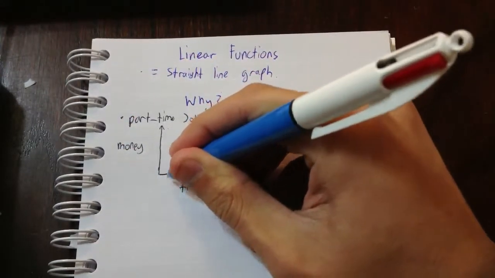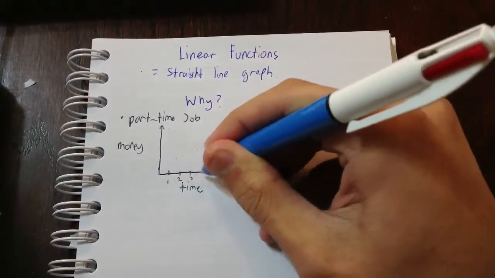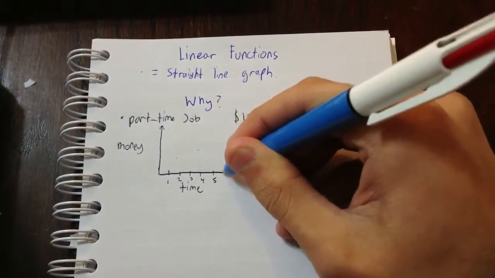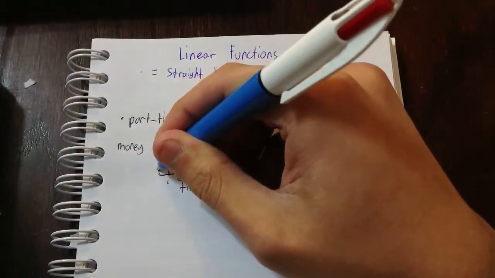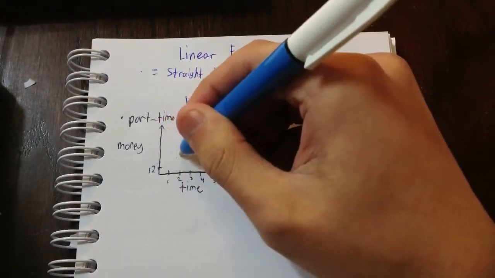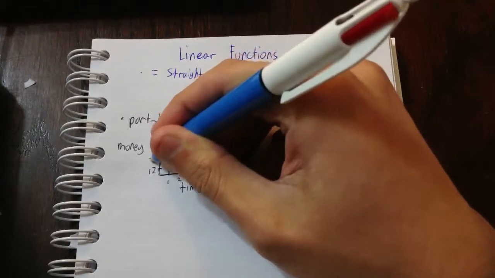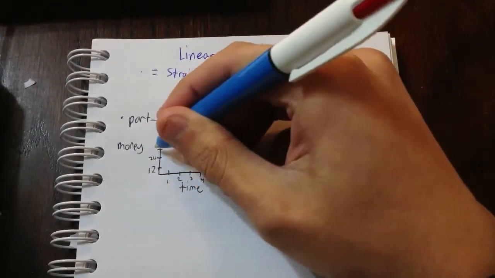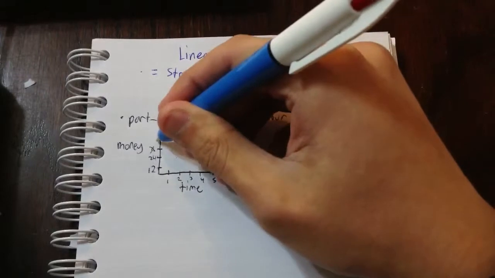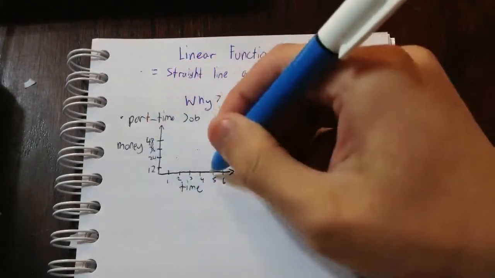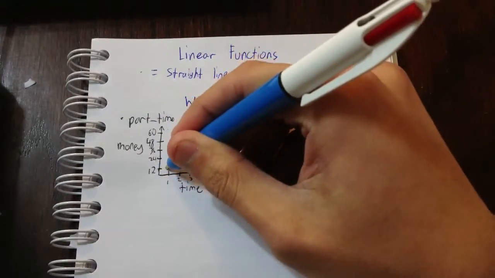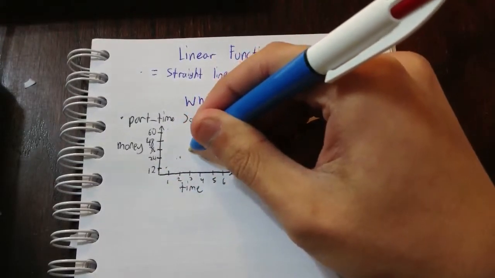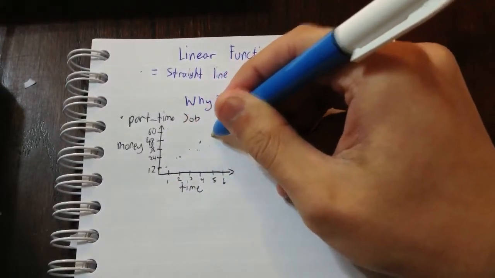So I'm going to put in time: 1 hour, 2 hours, 3, 4, 5, 6. Okay? And how much do you think you earn? Well, after 1 hour, it's going to be $12. 2 hours, 24. 3 hours, 36. 4 hours, 48. 5 hours, 60. And the amount of money you're going to earn, I'm just plotting in the points, it's going to look like this.